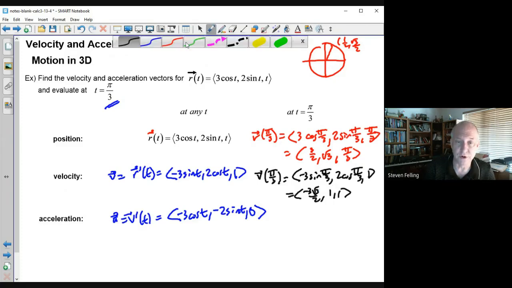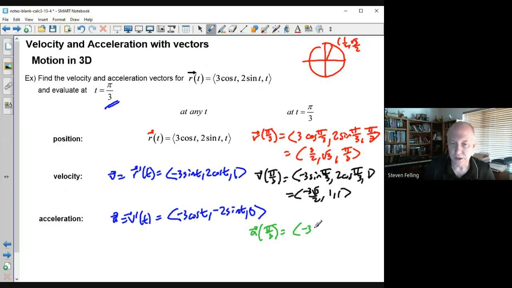And then the acceleration vector evaluated at pi over 3 would be negative 3 times the cosine of pi over 3, which is 1/2, so that's negative 3 over 2. And then this would be negative 2 times the square root of 3 over 2, so negative square root of 3, and 0. So this gives me an acceleration vector, okay? So we can find a position vector, a velocity vector, and an acceleration vector at any particular value of the parameter, which in this case is time.